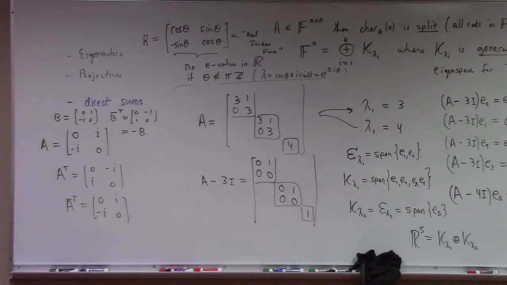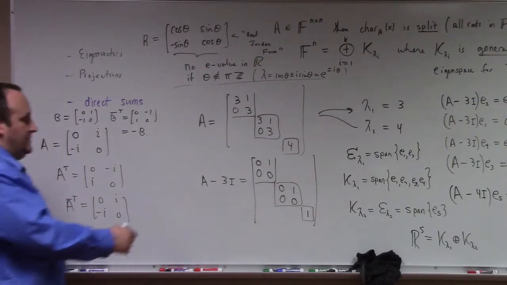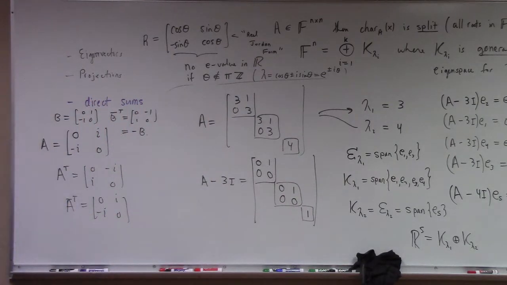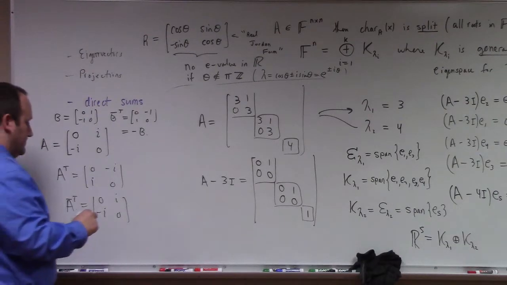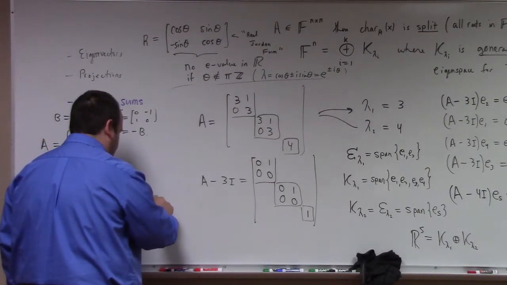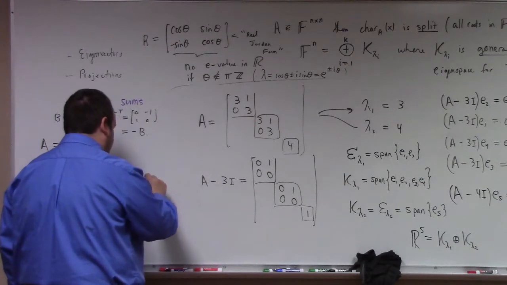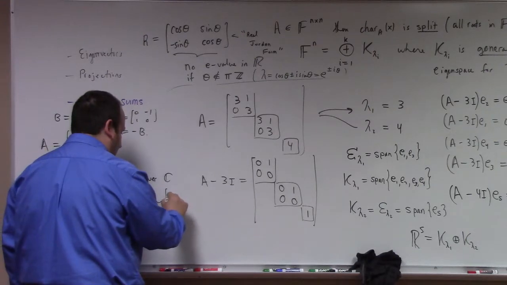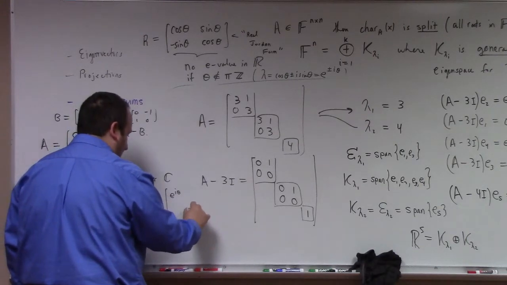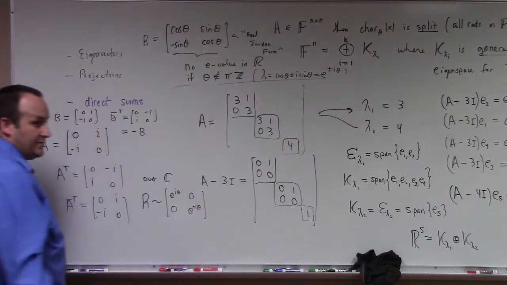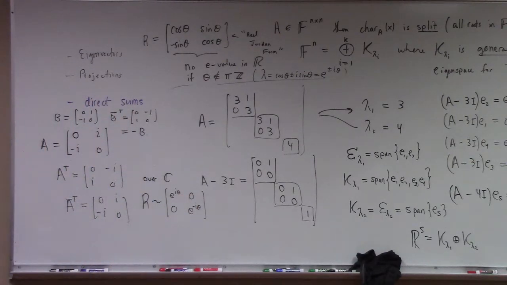A Jordan form is a direct sum of Jordan blocks. Like this is a Jordan form. Okay. The Jordan form of R is similar to what? What's the Jordan form of R over C? The Jordan form of R is e to the i theta, e to the minus i theta. That's the Jordan form of the rotation matrix over the complexes.